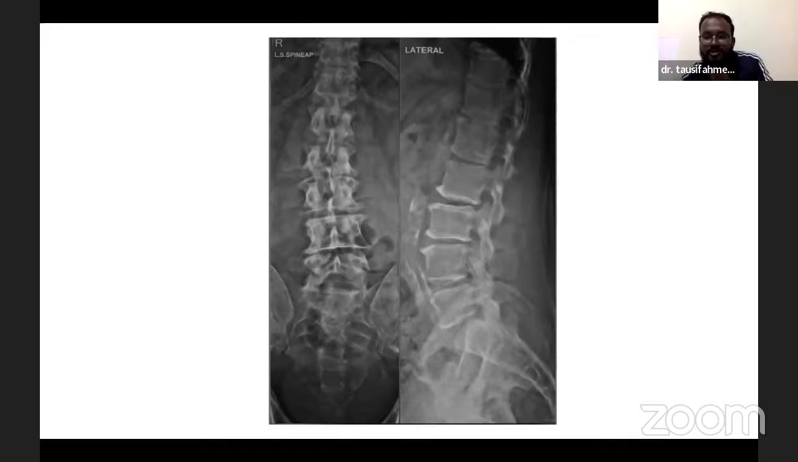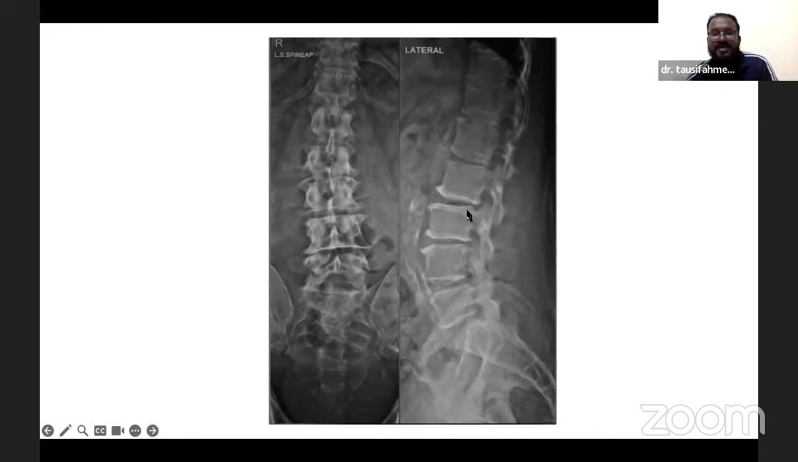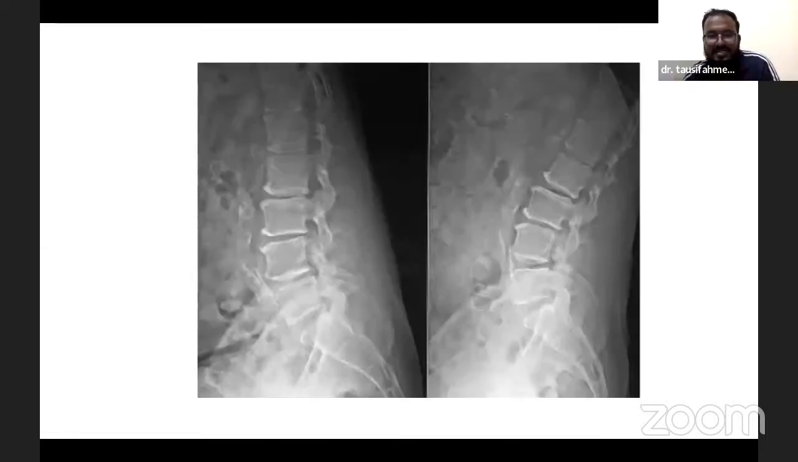Absolutely spot on. So apart from anything that you can see, Shashank, or should I jump to the next? I think so. There are listhetic changes at L3. L2, L3 level. Yeah, we will have to go ahead with the dynamic change X-rays. And something called the vacuum sign is visible at the L2-3 level.